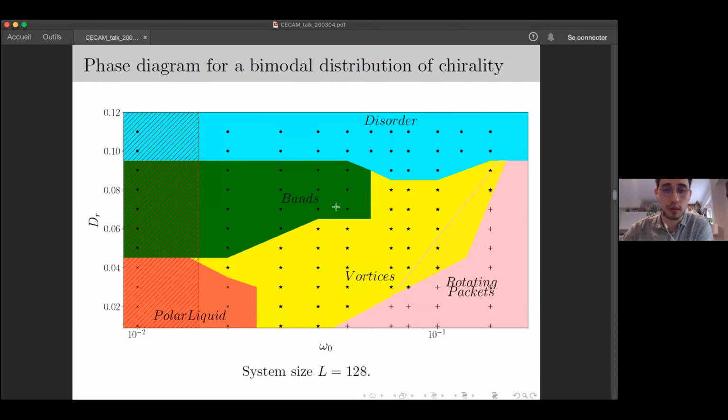So we plot the same kind of phase diagram. At low chirality, we get the Wilczek model. Then we increase the chirality, and we get the vortices. So we get the same phase as the previous distribution. But when we continue to increase the chirality, we get a new phase, which is called rotating packet. So let me characterize this rotating packet phase.